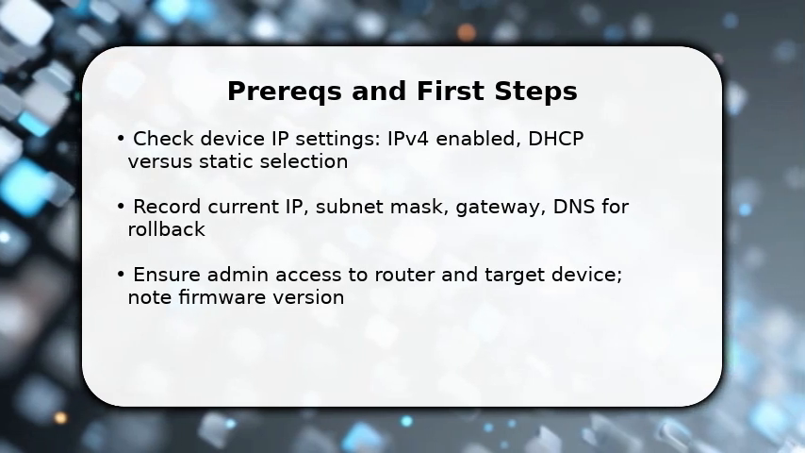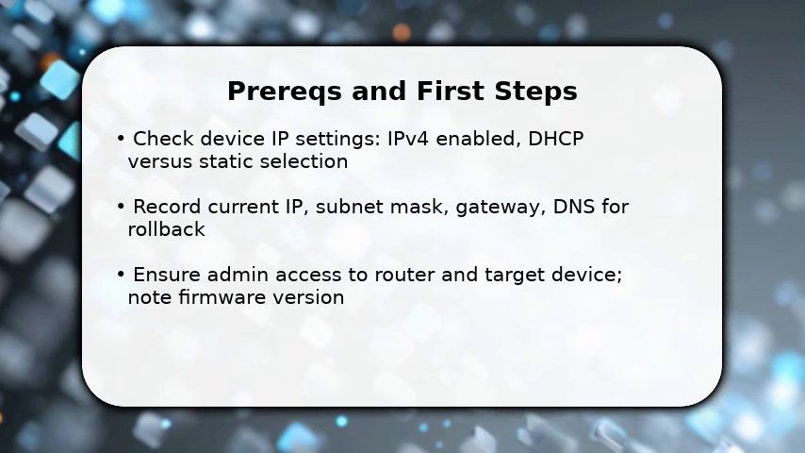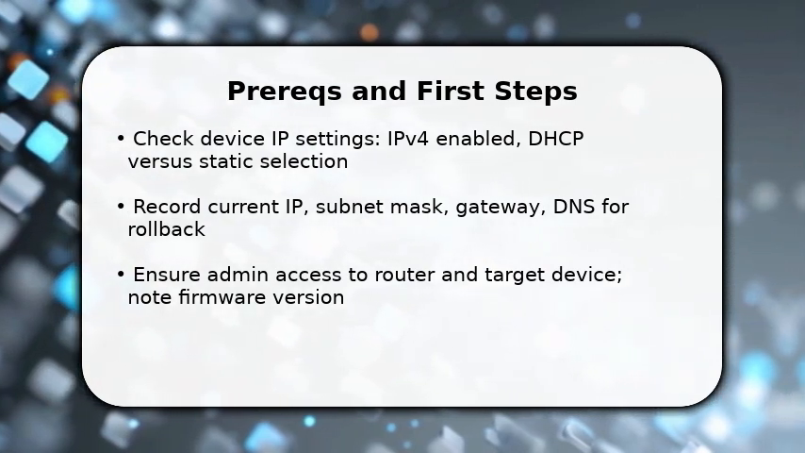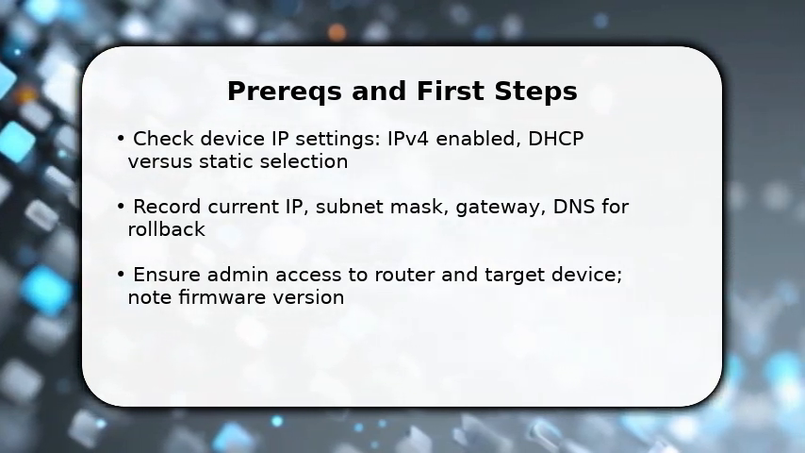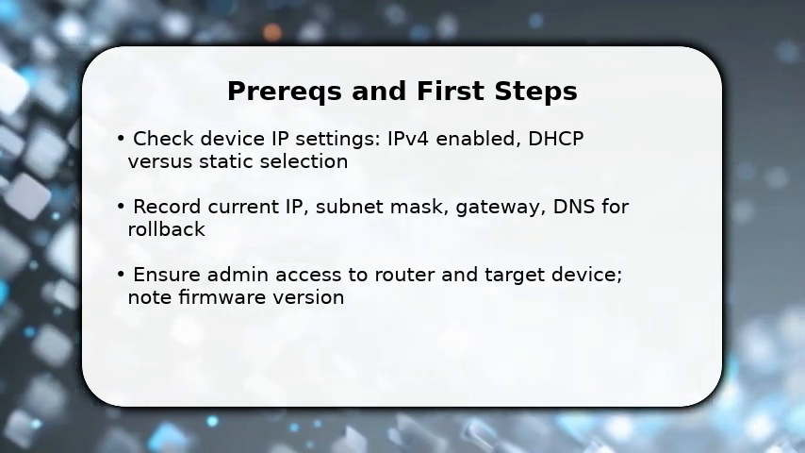Enjoy the video. You start by confirming the essentials. Make sure IP4 is enabled on the device and you have admin access to both the device and router. Once done, record the current IP4 address, subnet mask, gateway, and DNS so you can revert if needed.